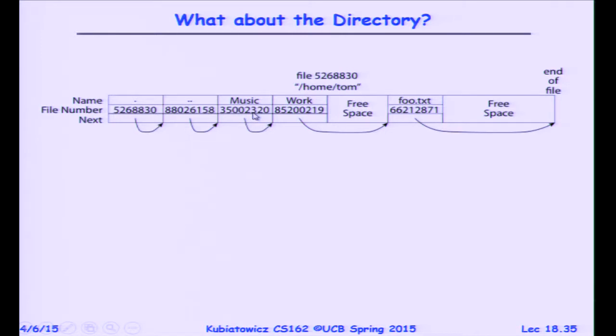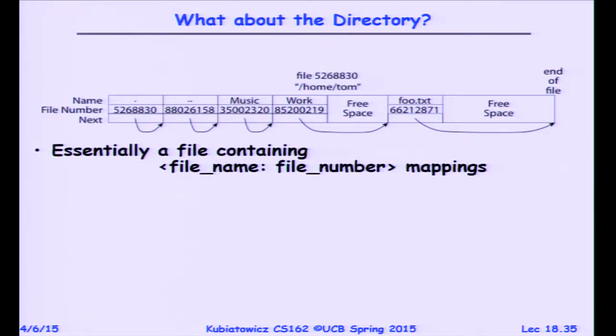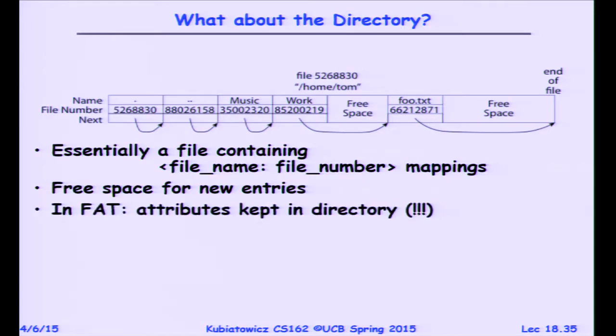So this is a pretty typical situation where files are a container that can contain data, or they could be used for directories, and in the case of the FAT file system, very simply. Essentially, it's basically files containing file name, file number mappings, and free space for new entries or where files have been deleted. And it is kind of interesting that the attributes are actually kept in the directory rather than in the file itself.